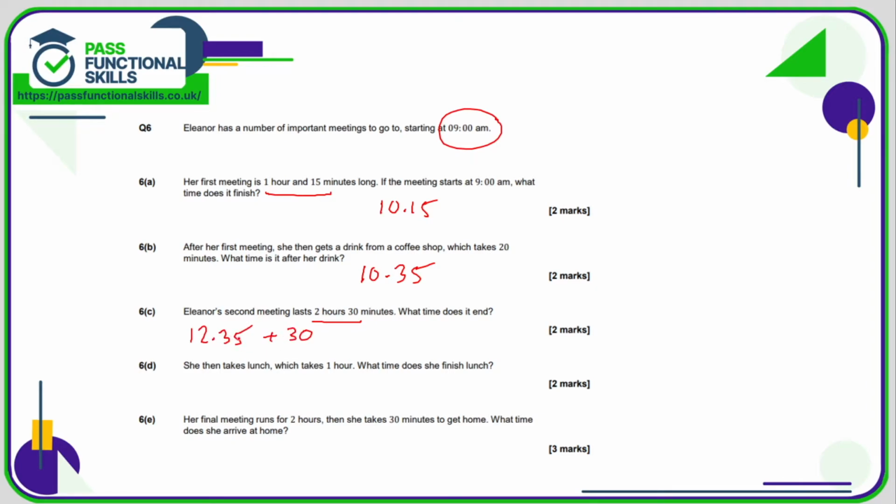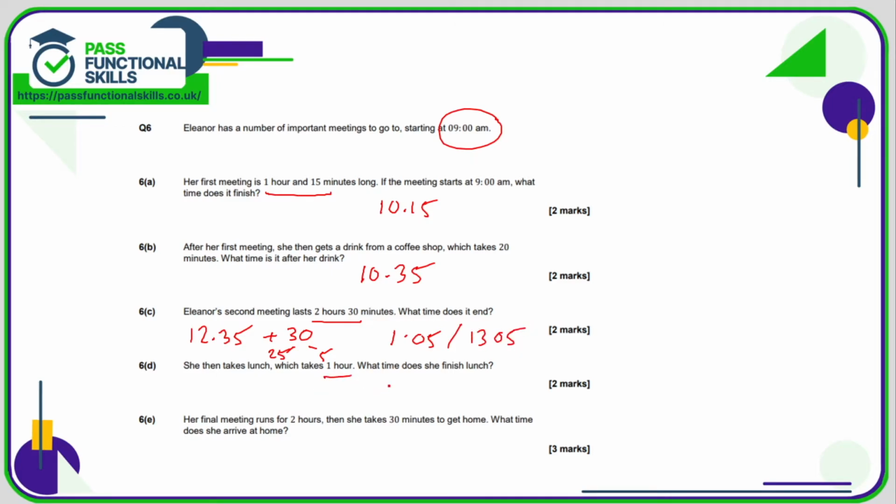Now 12:35 is 25 minutes to 1, so what I'm going to do is break down the 30 into 25 and a 5. I mean, there are other ways of mentally doing this question, but what I'm going to do is add the 25 minutes onto the 12:35, which takes me up to 1 o'clock, and then add on the 5, that takes me to 5 minutes past 1. So 1:05, or in 24-hour clock time, that'd be 13:05.